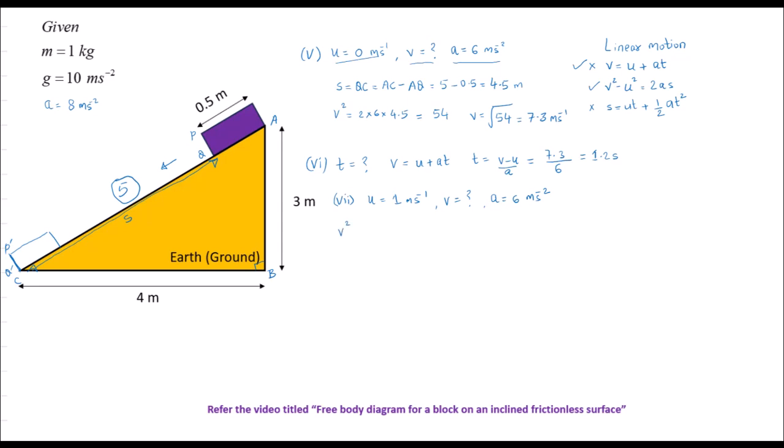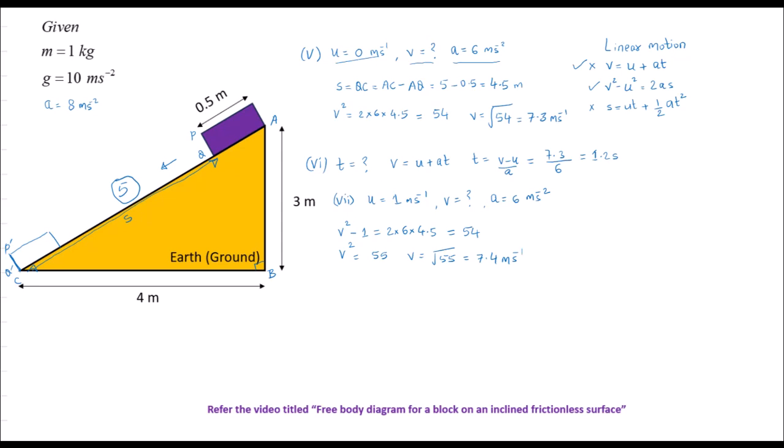So V squared minus U squared, which is 1, should be equal to 2 times a, which is 6, and s is 4.5. So that will be equal to 54. So V squared will be equal to 55, which means V is the square root of 55, and that comes to roughly 7.4 meters per second.